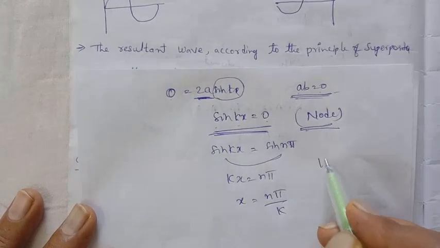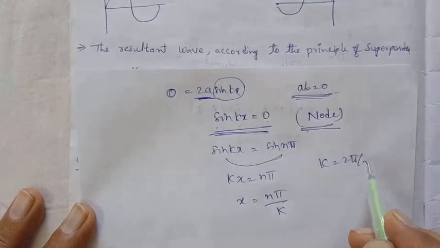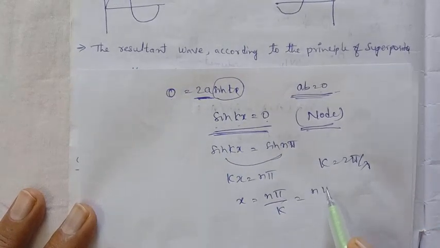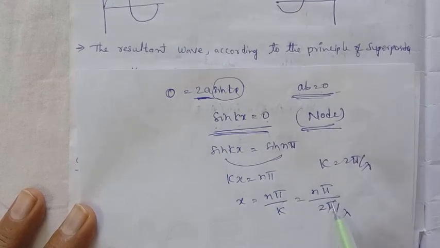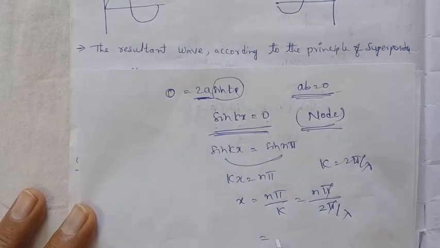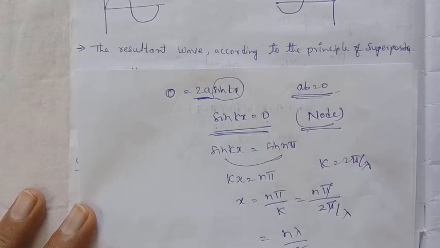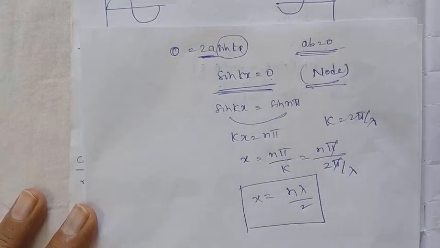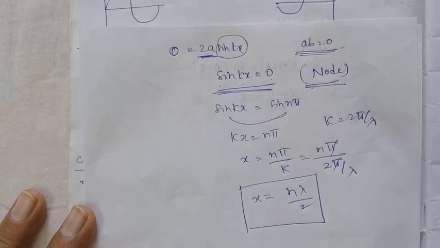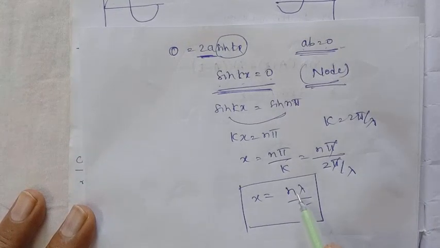K means the wave number, 2 pi by lambda. So x is n pi divided by 2 pi by lambda. Pi gets cancelled, so x is n lambda by 2, where n is equal to 1 first.